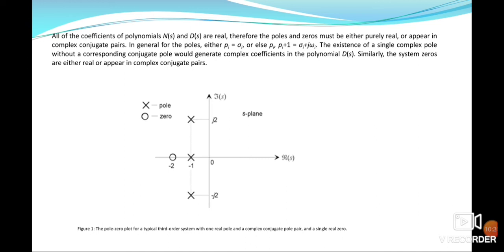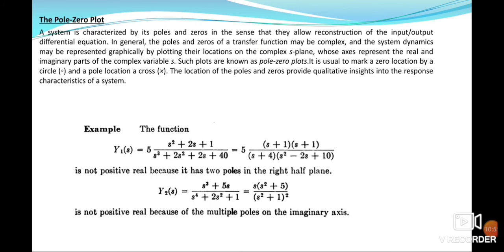So the whole transfer function can be written as s plus 2 divided by s plus 1 into s plus 1 plus j2 and s plus 1 minus j2. So this is the complete transfer function if we want to plot it from the S-plane graph. So it's very easy to calculate.